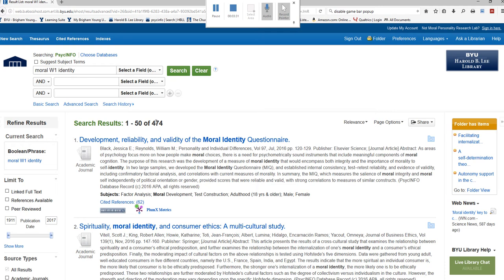So this one is sort of between our initial search and our current search. So that's it. That's how to use proximity searches.